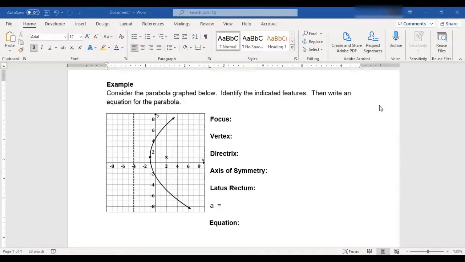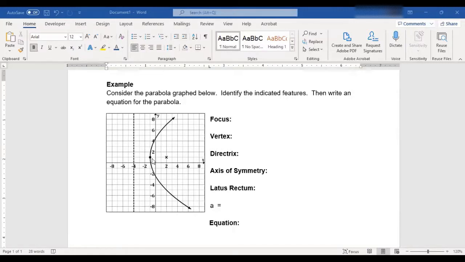So in this example, we have a parabola that has been graphed, and it looks like they've graphed the directrix, the vertex for us, and the focus. So we're going to use these to help us identify the different features. So let's identify those features that have been graphed first.